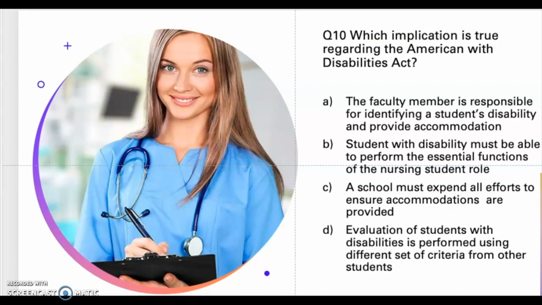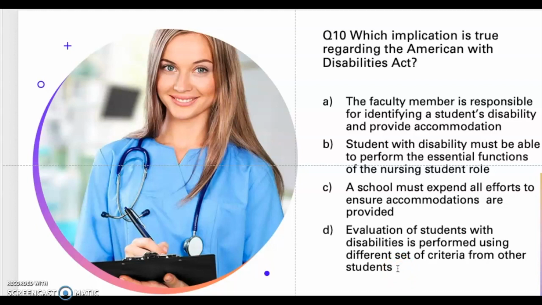Let's look at question number 10. Which implication is true regarding the Americans with Disabilities Act? A. The faculty member is responsible for identifying a student's disability and providing accommodation. B. Students with disabilities must be able to perform the essential functions of the nursing student role. C. A school must expend all efforts to ensure accommodations are provided. D. Evaluation of students with disabilities is performed using different sets of criteria from other students.